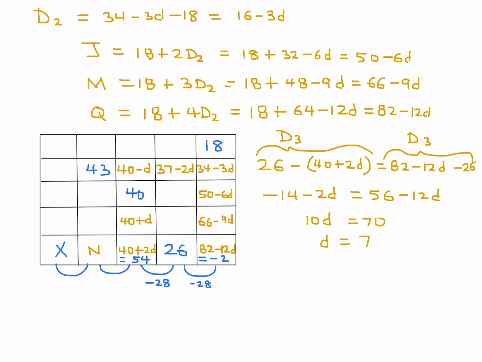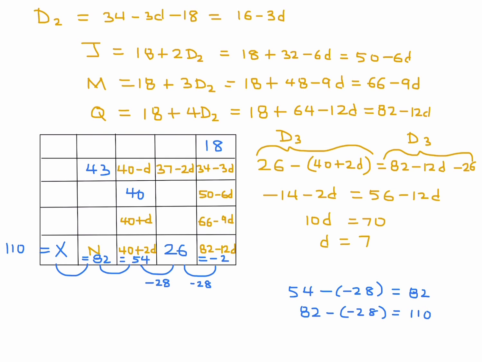So we can now work backwards and figure out n and x. We have to take this number and, I guess, subtract from it the difference. So that would be 54 minus 28. And when you do that, you get 82. So this is 82. And then to get x, we have to take 82 and subtract from it the difference. And when you do, you get 110. So x is equal to 110.